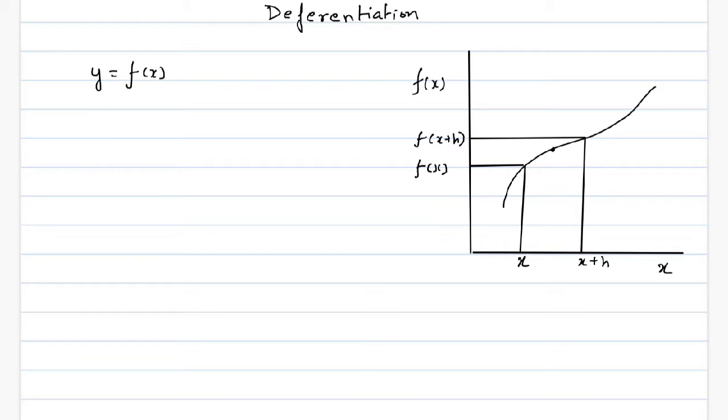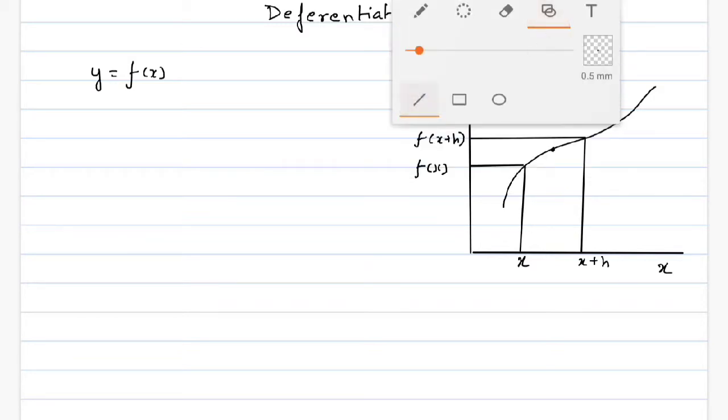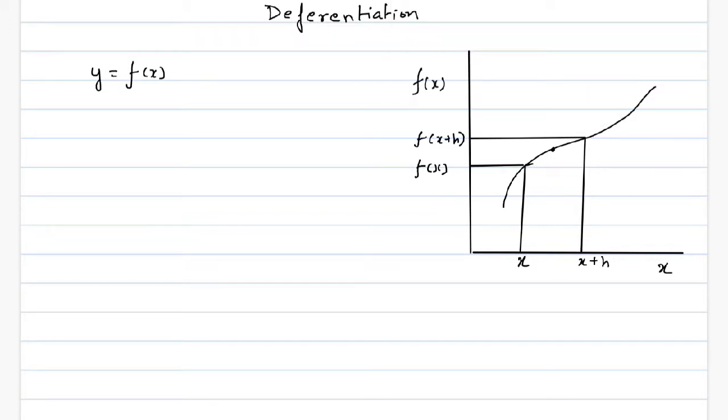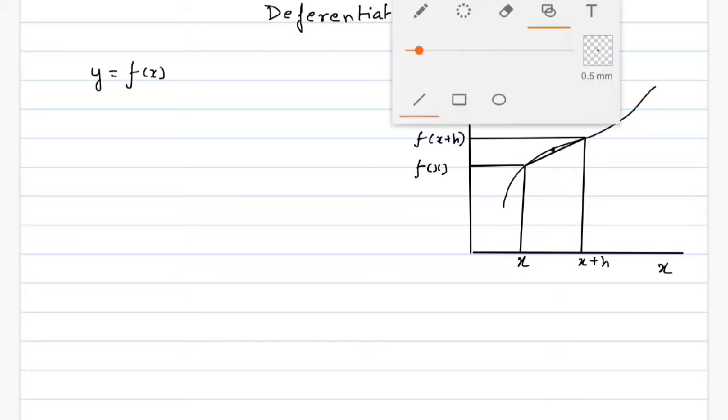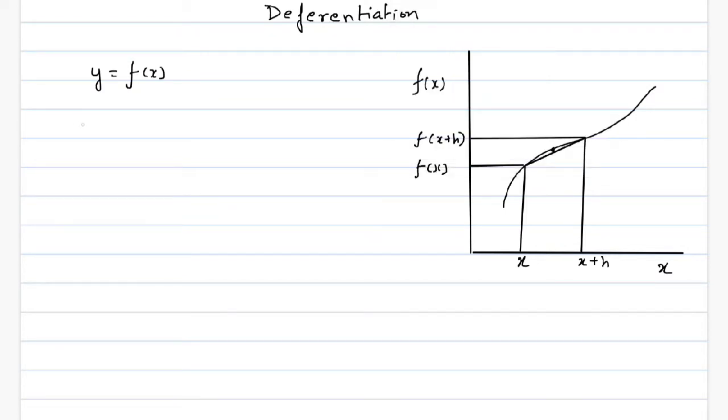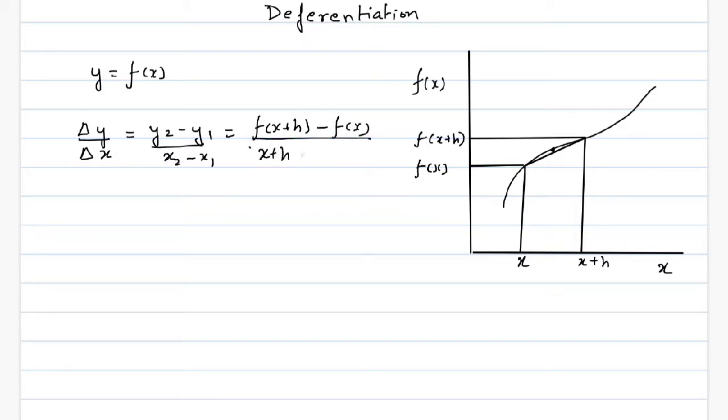Now if I am trying to find slope, what I am essentially doing is I am making a straight line that joins these 2 points, and I am finding slope for that. So slope is nothing but change in y with respect to change in x. That gives us y2 minus y1 upon x2 minus x1, or in this case it will be f of x plus h minus f of x upon x plus h minus x, or we can just write here h.